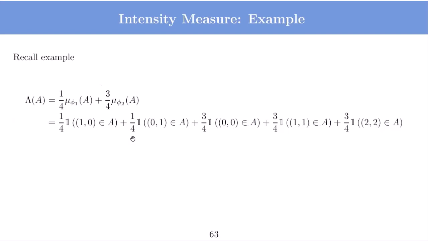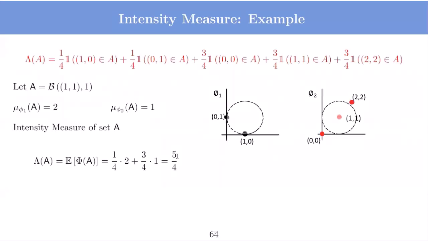Basically, you are given any set A and you ask if (1,0) belongs to it, (0,1) belongs to it, (0,0) belongs to it, (1,1) belongs to it, and (2,2) belongs to it. You get all the answers and weigh them in the following manner, and you get the average value. So let's see one example. Suppose my A is this ball centered at (1,1) with radius 1.